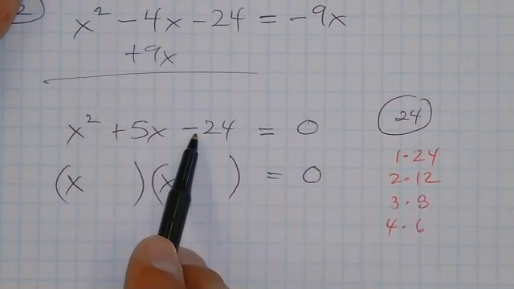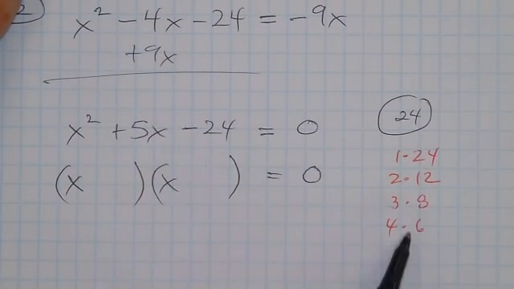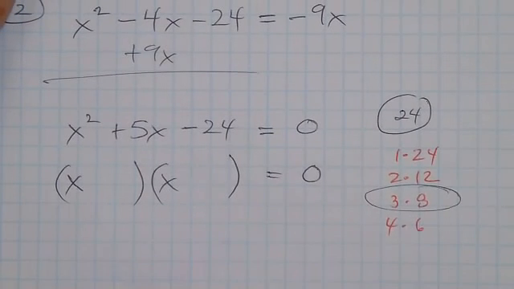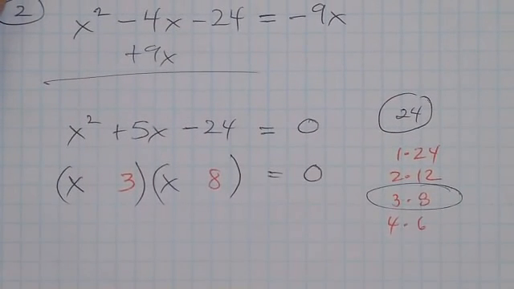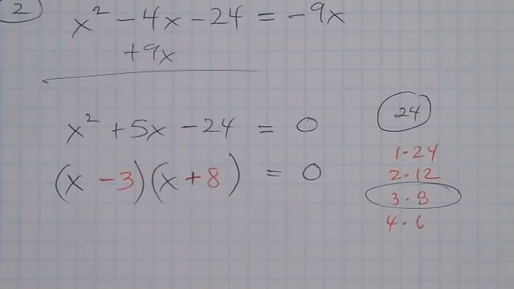Okay. So I need to find the numbers that subtract, right? Which numbers subtract to give me a 5? 3 and 8. Yeah, okay, that's what he was talking about. And now, what did I tell you? And which one has to be positive? Correct. You got it.